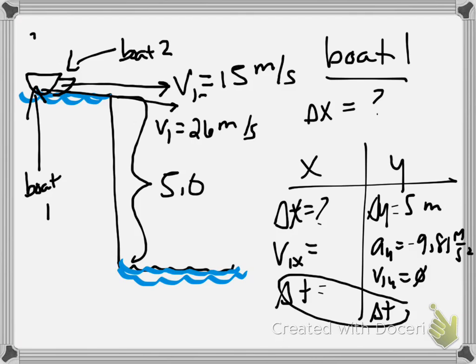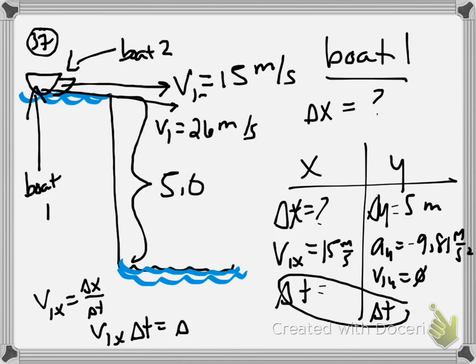So this is number 37 for the chapter review, the two boats. So we've got boat 1, we have 15 meters per second. You have to plug in the VI cosine. The VI is what we were given, it's 8.4. So let's see. VIX equals delta x over delta t. So delta x equals VIX times delta t. This is super simple. Okay, so there's your delta x.